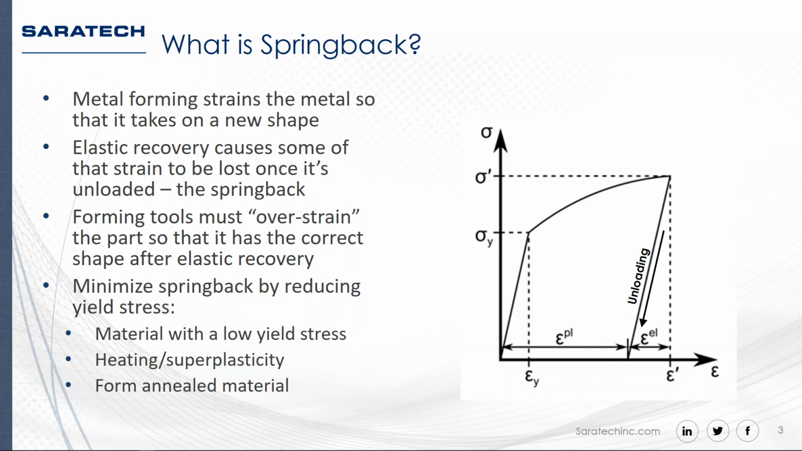You can minimize springback by reducing yield stress, for example, using material with a lower yield stress, or heating it, or using a material that displays superplasticity, or forming it in the annealed condition. But regardless, you're always going to have some degree of elastic springback.